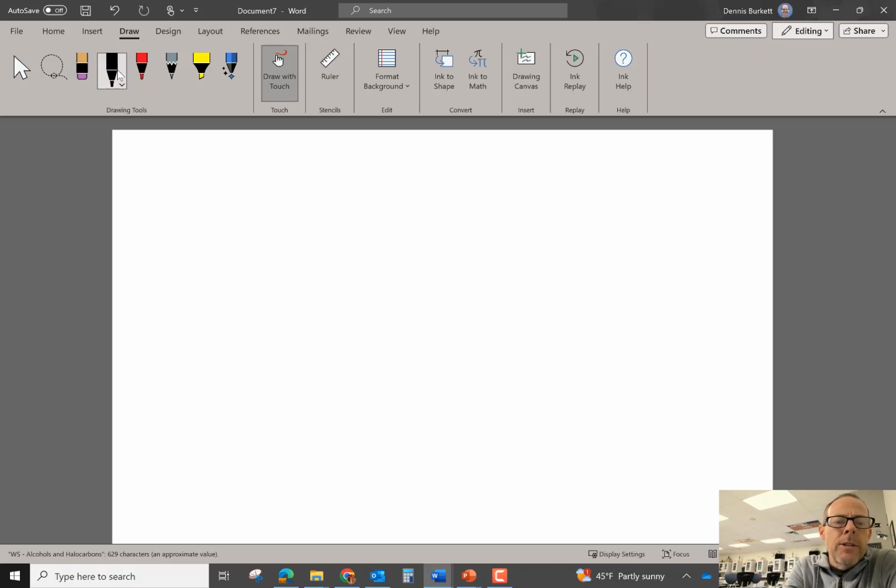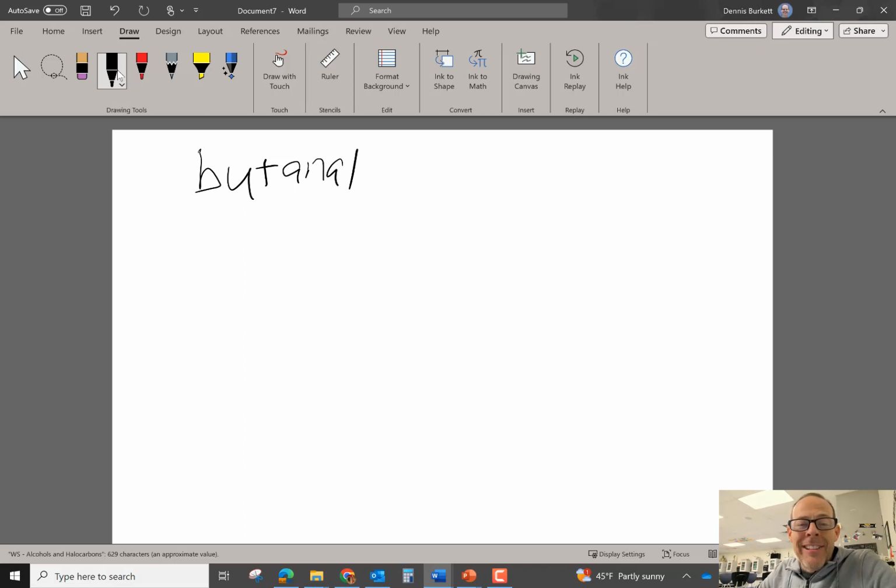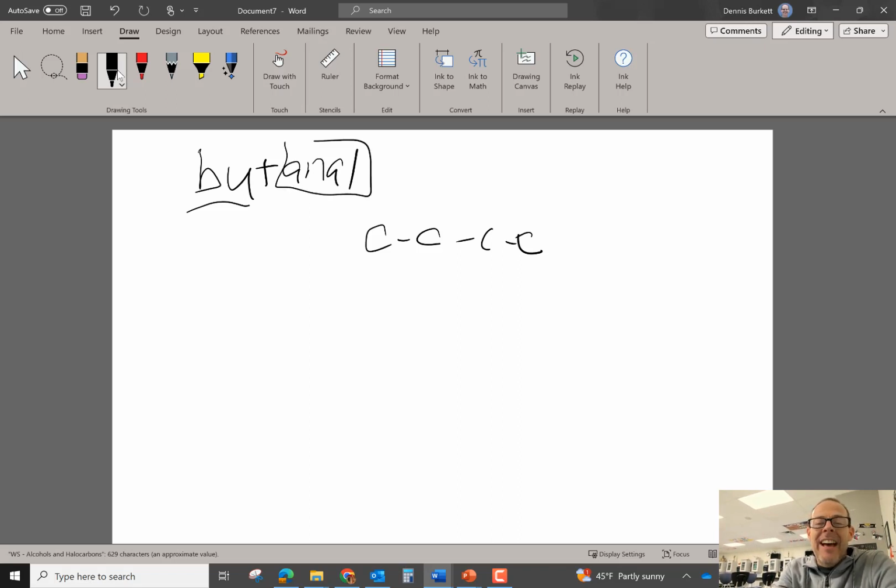So again, these don't have numbers. So butanal. Mr. Burkett wrote "butt anal." Okay, so butanal is the way we would pronounce it. So I'm looking at but, 4 carbons long. 1, 2, 3, 4. Because it ends in -al, I'm going to have my carbonyl group, which is always C double bonded O. That goes at the end, okay?